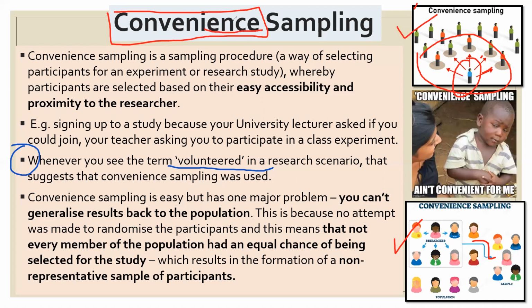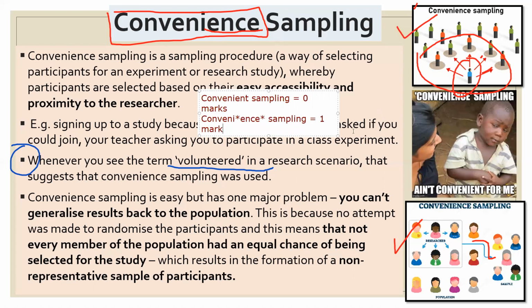Okay, so I know it sounds pedantic, but this is how they mark it in VCE. So when you're writing this word in your SAC, if you write "convenient sampling," that is going to get you 0 marks because that's not correct terminology. So it should be "convenience sampling," with the E-N-C-E. That's important. I know that sounds pedantic, but that's how they mark at VCE level.